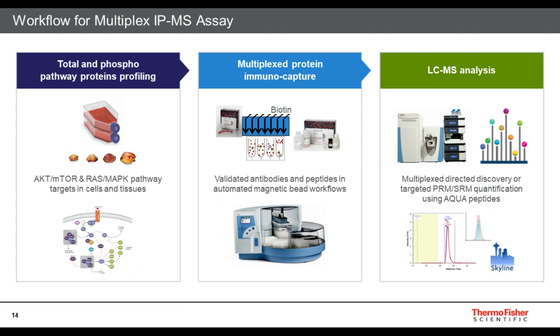So in the second part of the workflow, you utilize all these validated reagents to perform the multiplex protein immunocapture. And you can also automate this process on a KingFisher instrument. And then after you have the samples prepared for mass spec analysis, you can perform the LC-MS analysis with either directed discovery or using the targeted PRM, SRM method using the AQUA peptides. And in the end, targeted mass spec data analysis was performed using the Skyline software to quantify absolute quantitation of each target in a single mass spec run.